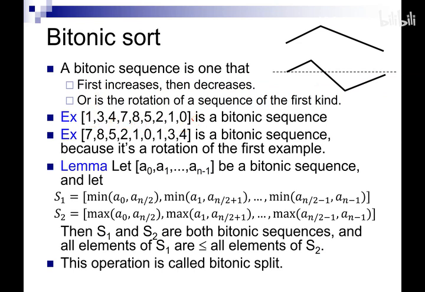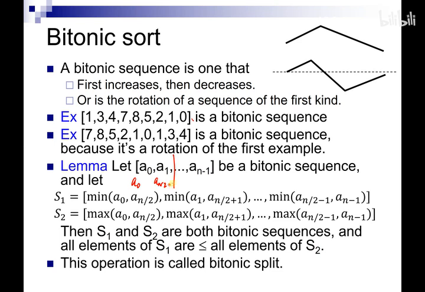Now we have the first property about bitonic sequences. Suppose you have a bitonic sequence like this with n numbers, and you chop these numbers in half. You take the first half of the numbers, a0 up to a of n over 2 minus 1, and then the second half of the numbers, which starts at a of n over 2 and goes up to a of n minus 1.